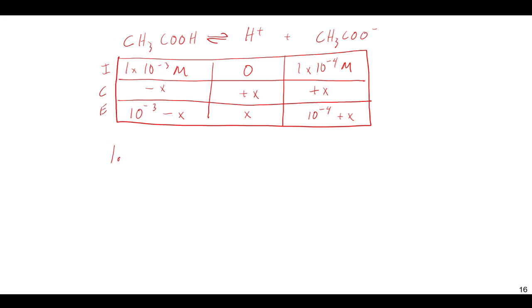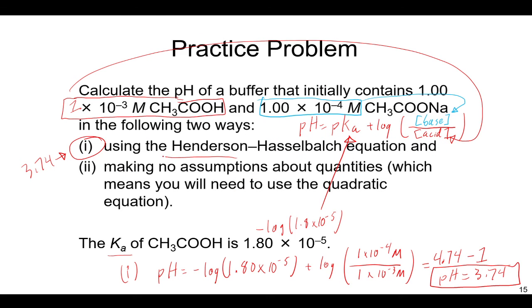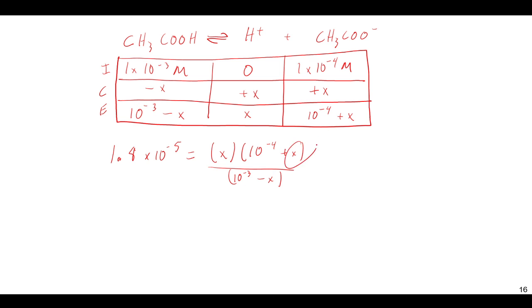And so we have my Ka value, 1.8 times 10 to the negative 5, equals x times (10 to the negative 4 plus x), that's the products, over reactants, 10 to the minus 3 minus x. I was told here to make no assumptions. Usually we would neglect x's here, but we're told not to, and if we did, it wouldn't pass our 5% rule anyways. So we're going to have to rearrange all of this and use the quadratic formula.